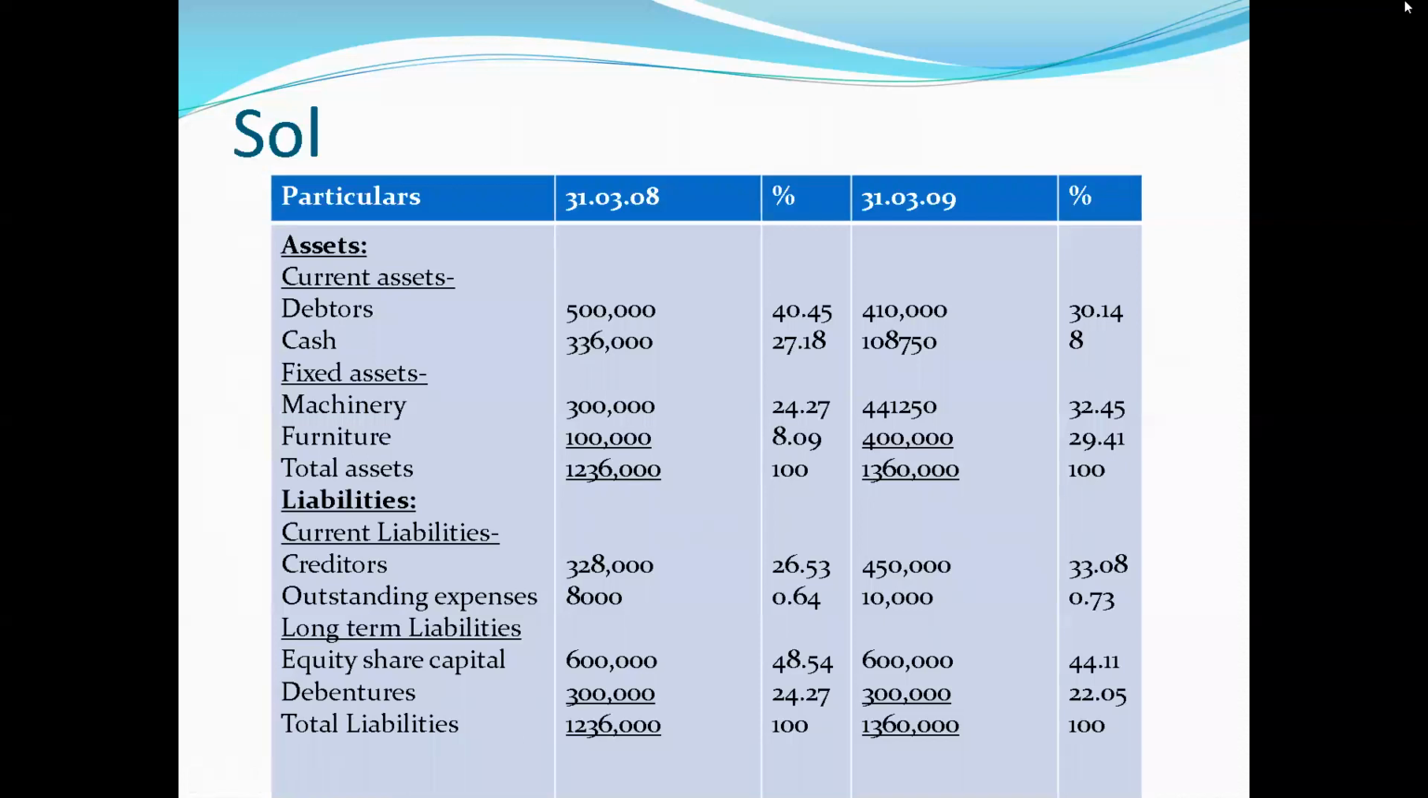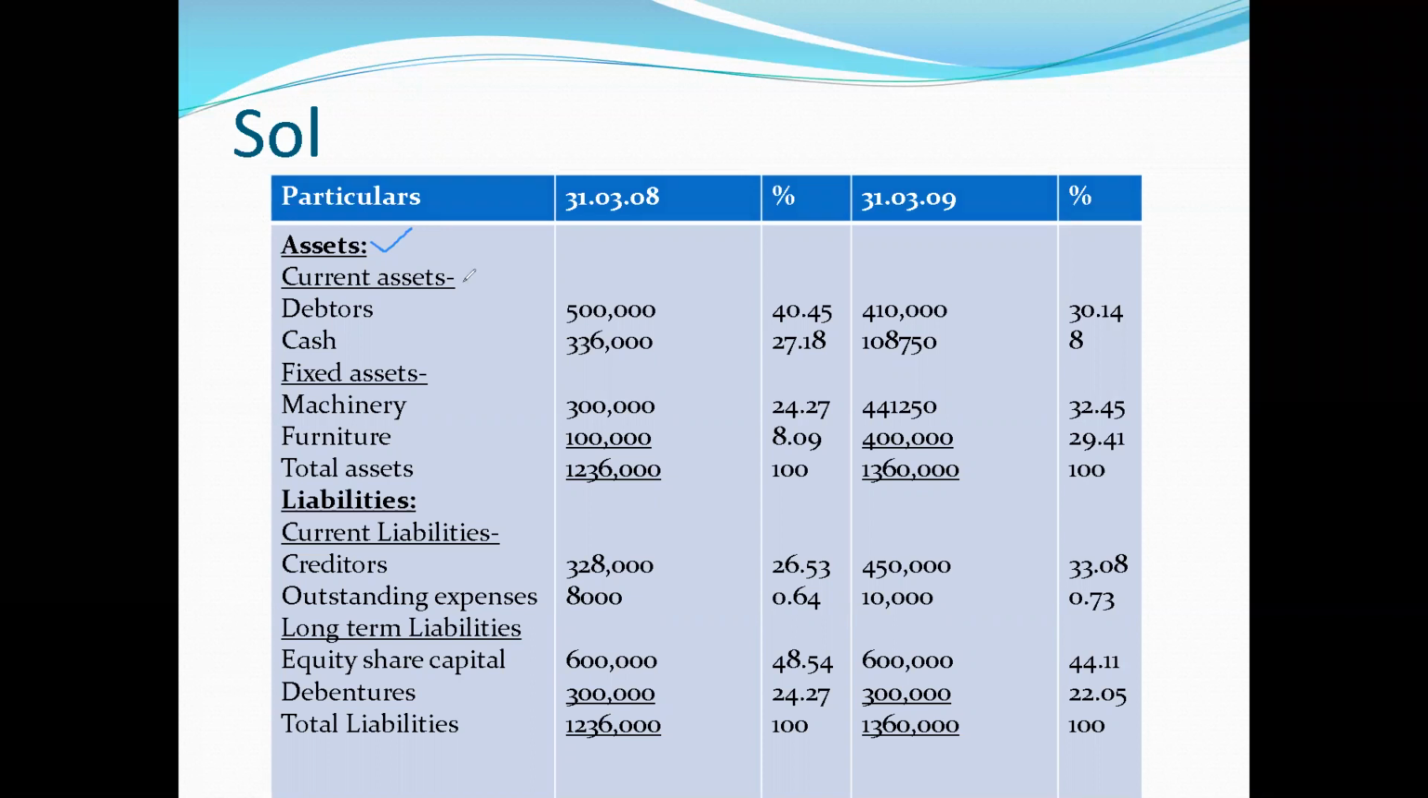Now again 5 columns would be prepared, same as in the case of the common size income statement. First we'll prepare the particulars column, then the previous year figure, all the values already given in the question. Then we'll calculate the percentage of the previous year. Then we'll write all the values of the current year, and then we'll calculate the percentage of all the current year. So as I have discussed, first we'll record all the assets.